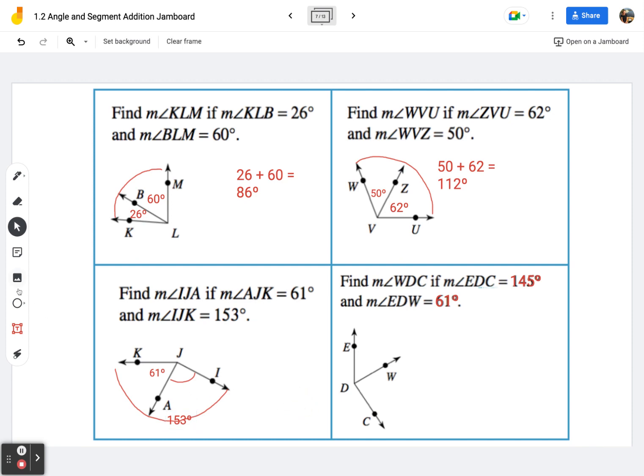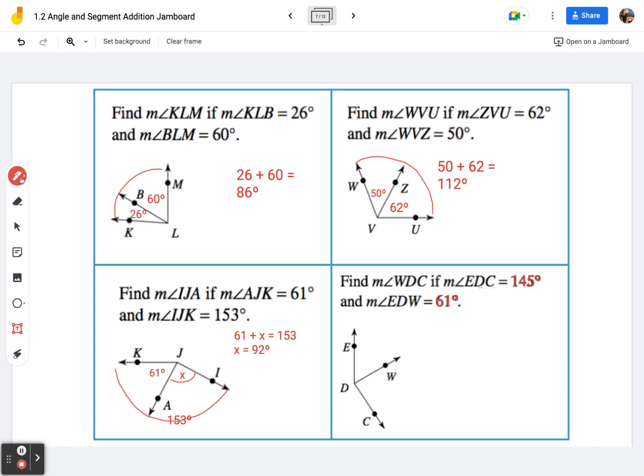This time, if we call this unknown x, we can write an equation and solve for x, right? And the equation is going to be 61, which is the first part, plus x is equal to the whole. And then to solve for x, we can subtract 61 from both sides of the equation, giving us 92 degrees. Once again, looking at our diagram, making sure that what we just ended up with makes sense in the context. 61 plus 92 does equal 153.